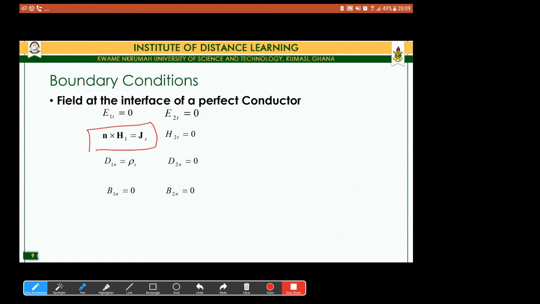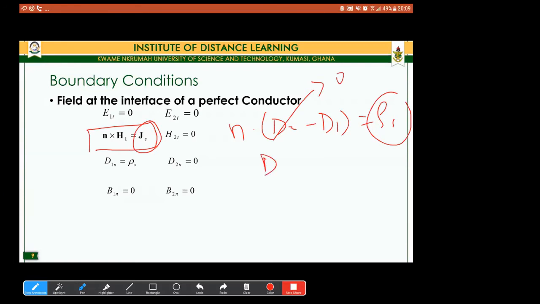And then from n dot (D2 minus D1) equals rho S, because it's a perfect conductor, so the current density exists at the surface of a perfect conductor, and the surface charge density also exists. Again, if D2 equals 0, then D1 normal must be equal to what? Rho S.